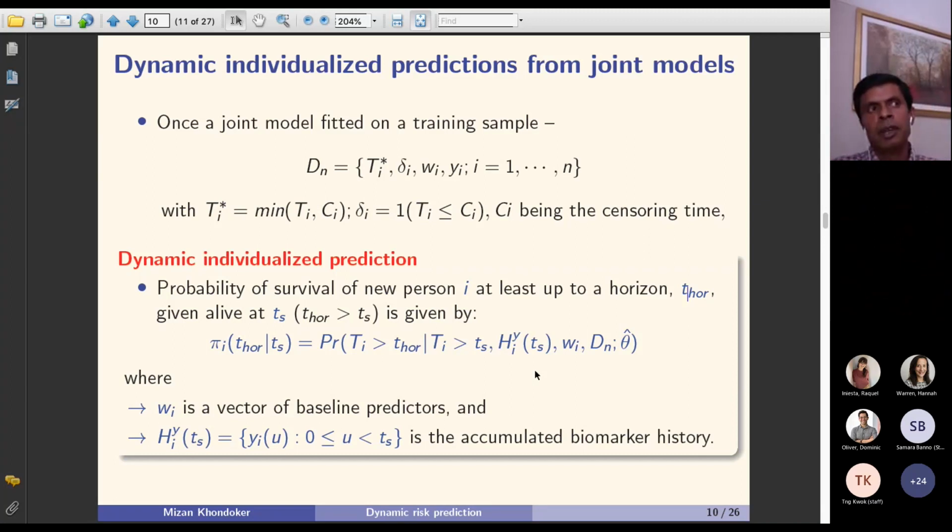So this gives a nice analytical framework to make dynamic predictions, and you can see the dynamic nature of this equation. If you increase the follow-up, you can increase the history of the biomarker, but you do not need to refit the model. Actually, you can use additional data to make predictions based on the model already fitted on the existing data.